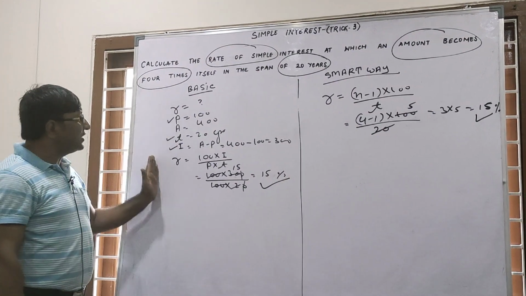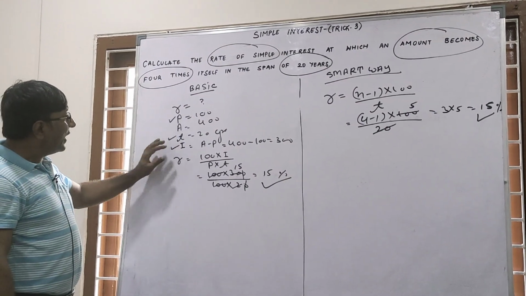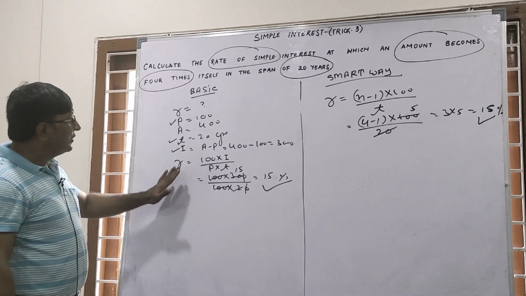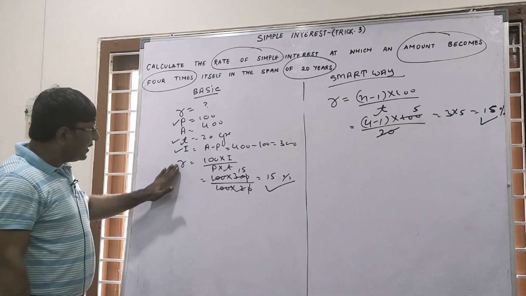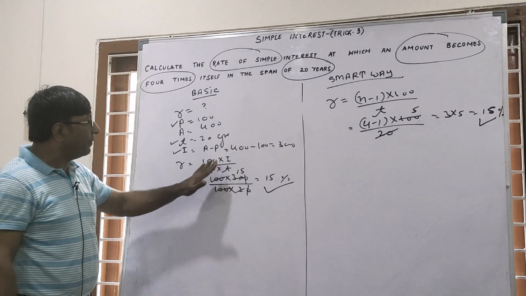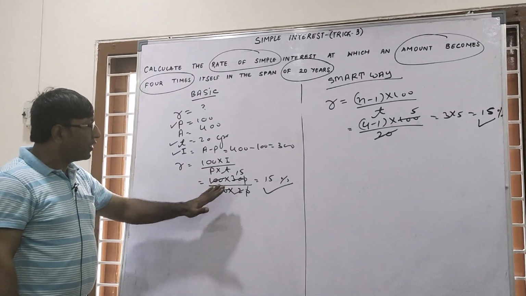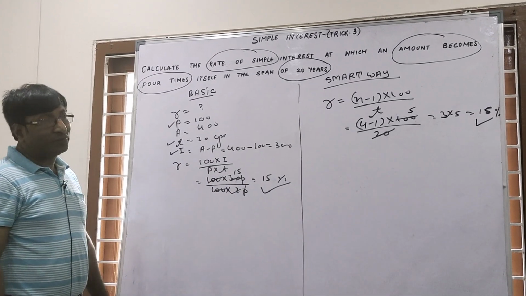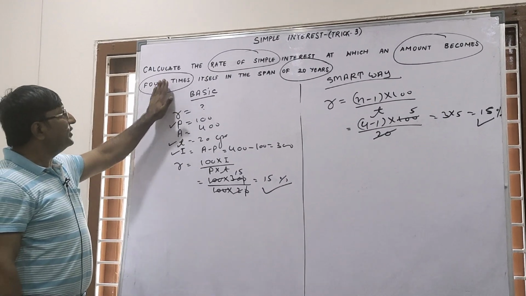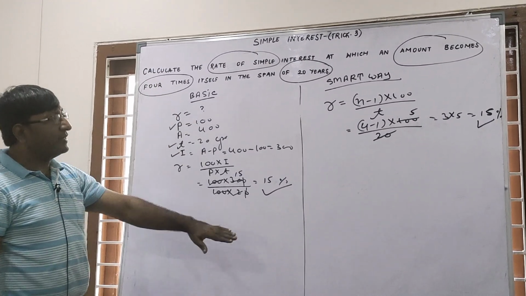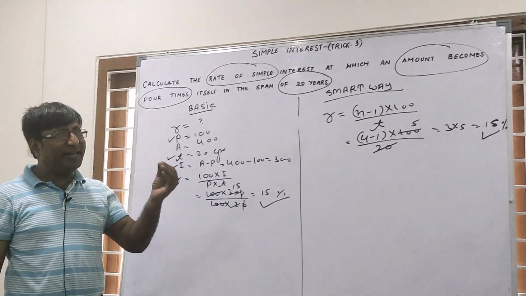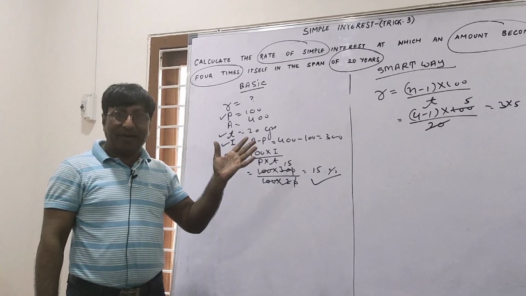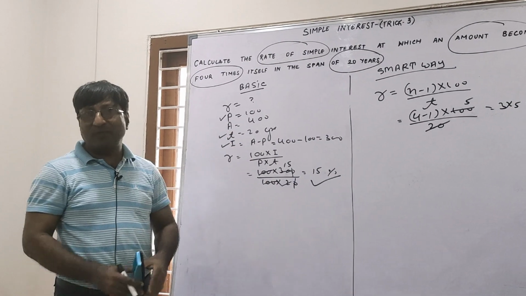But in the basic way, first you have to find the interest and then use the basic formula of rate of interest, that is 100 into I by P into T. Then your answer will be 15%. So anytime this type of question comes, you apply this smart way. This type of question is asked in many interviews, placement exams and other competitive exams also.